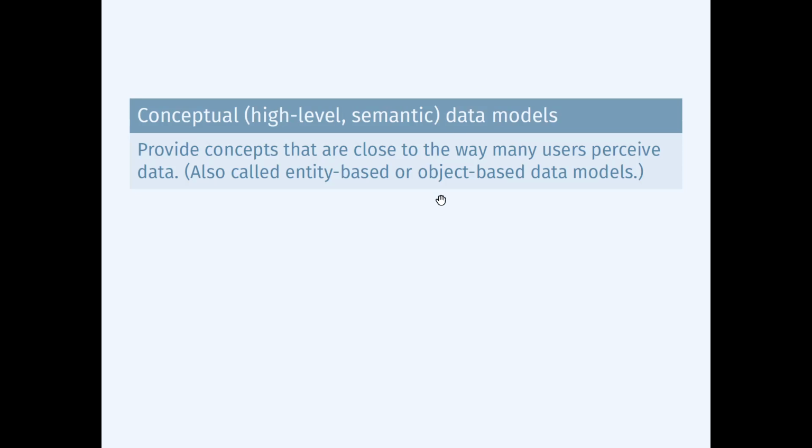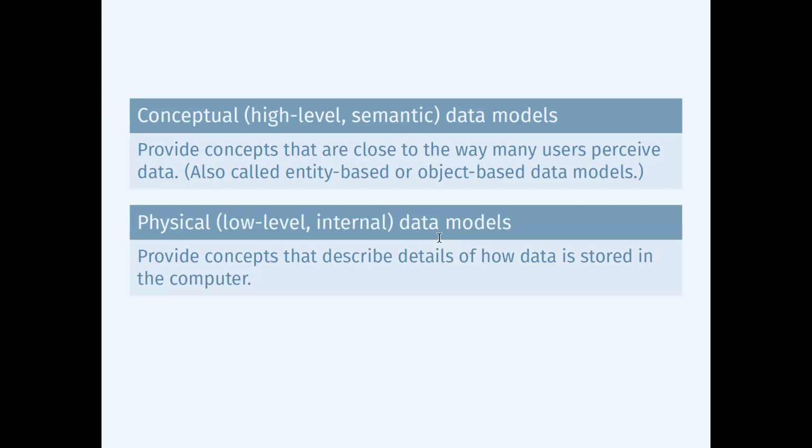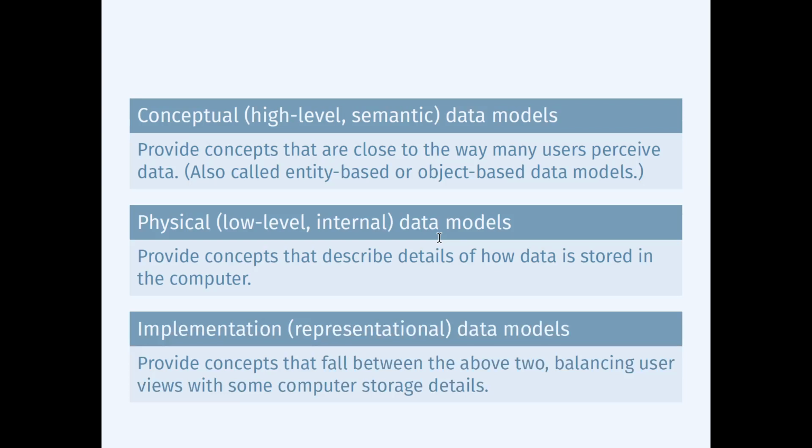And then once you have that, you can have physical data models, which you can use to determine how you are really going to store the data in the computer. And then you can also have implementation level data models, which are basically in between the two. So these are the models that we are going to talk about when it comes to databases.